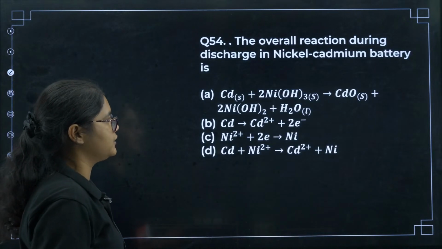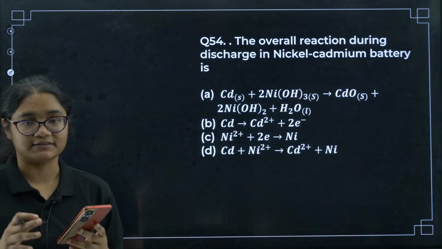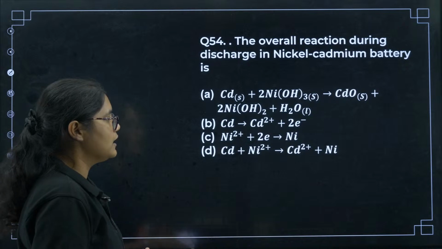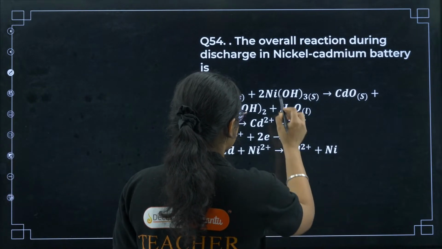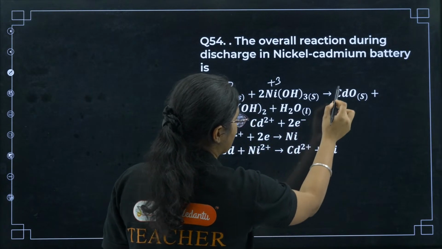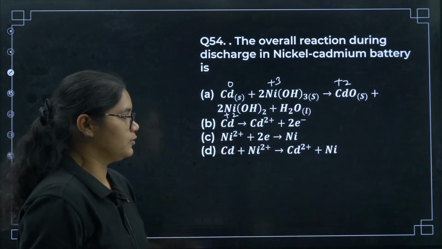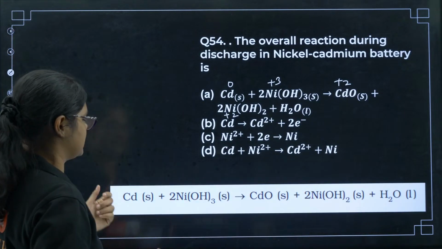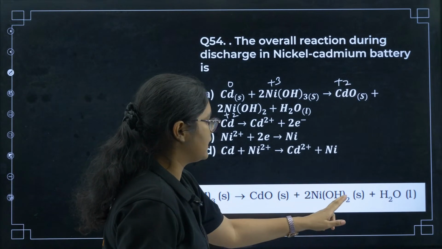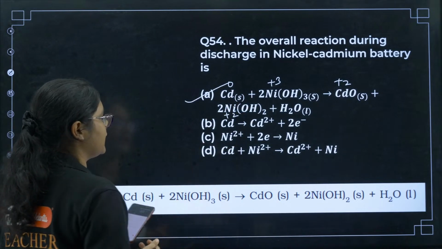Next question number 54. The overall reaction during the discharge in nickel cadmium battery is. If you have remembered, nickel is undergoing reduction and cadmium is undergoing oxidation. Here you can see nickel is in +3 state and it goes to +2 state. Cadmium is 0 and cadmium goes to +2. So you can see this reaction as well: Cd plus 2 Ni(OH)3 gives CdO plus 2 Ni(OH)2 plus H2O. So the reaction for this one will be option number A.